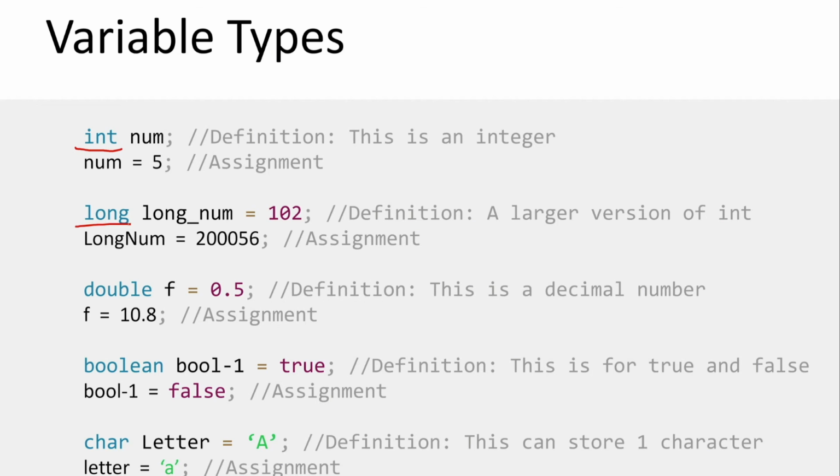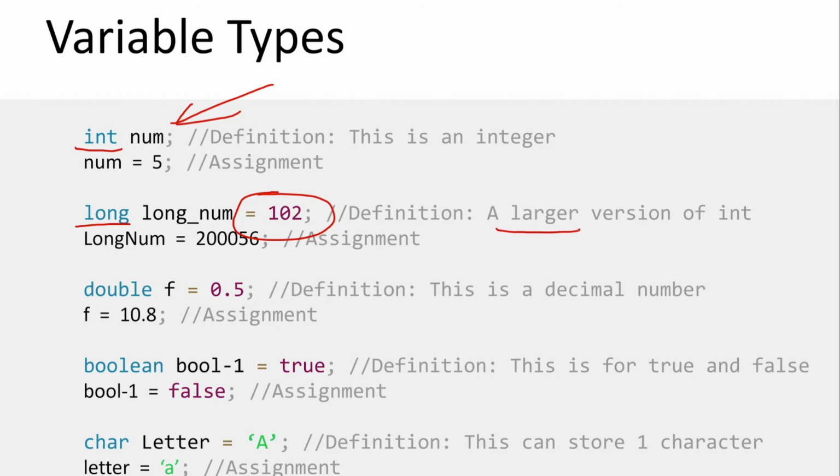So note here that you see int is not being set to anything, but long does have it being assigned to 102 right when you define it. When you define it, you don't have to assign a value. You can just be like, okay, this variable is a thing, I'm going to allocate some space for it, and we can use it later. So, this long is just a larger version of int, allowing you to have much, much bigger numbers.